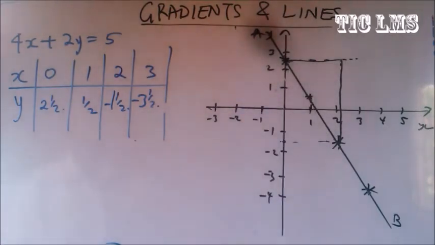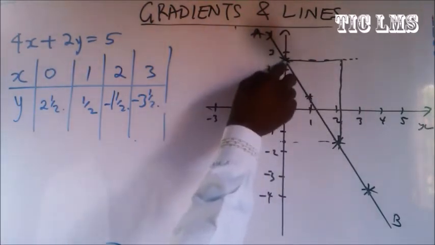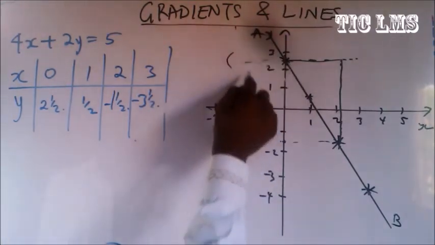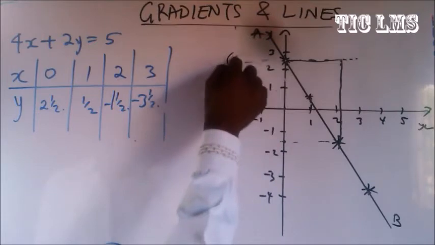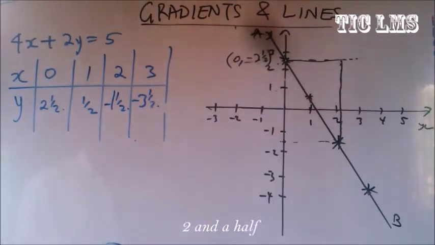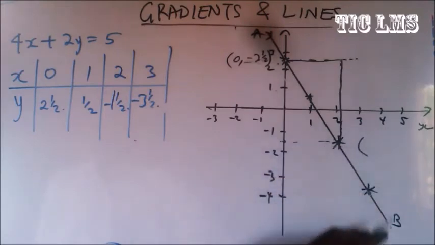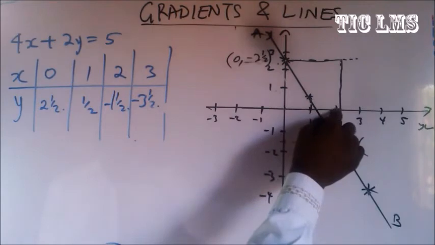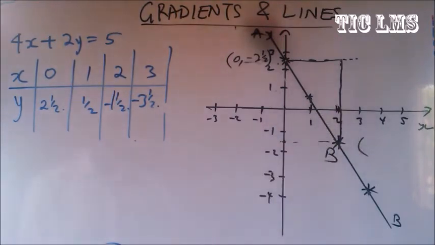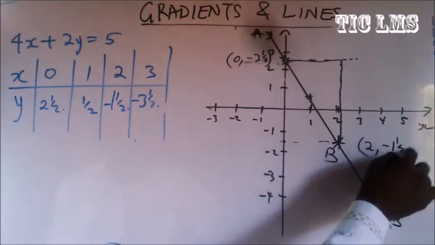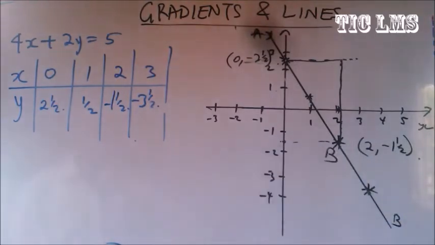We want to determine the slope. Let's call this our point A actually. And what are the coordinates of point A? Over here, the x on the x-axis is 0, and on the y-axis is 2.5. And then this point, we'll call point B. For this point B, the x-axis is 2, and y is -1/2. So these are the coordinates of point B.